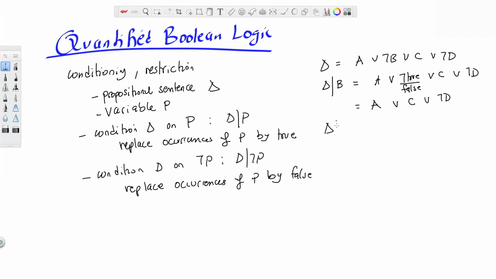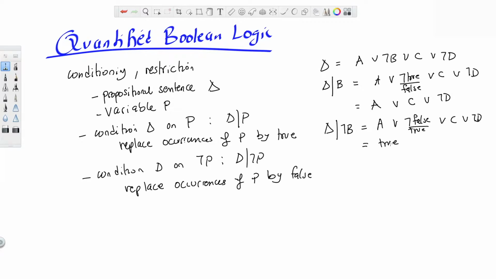If I go ahead and condition this guy on not B, then I'll be replacing the occurrences of B with false. So then I will have A or not false, or C or not D. Can someone tell me what this would reduce to in this case? You can type this to the chat box. What will this simplify to in this particular case? All right, so I'm getting a whole bunch of people saying true, right? So this is true in this case, and this whole thing becomes true.